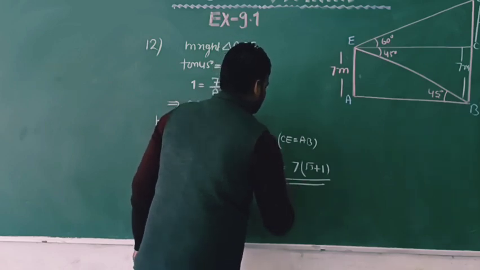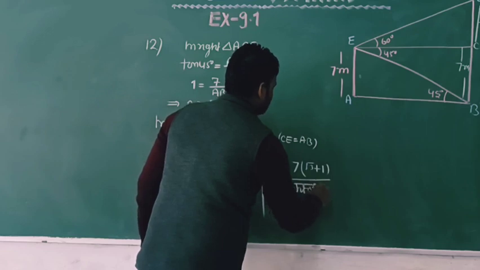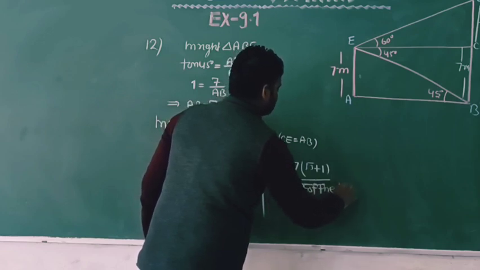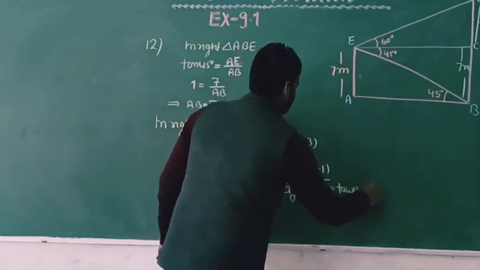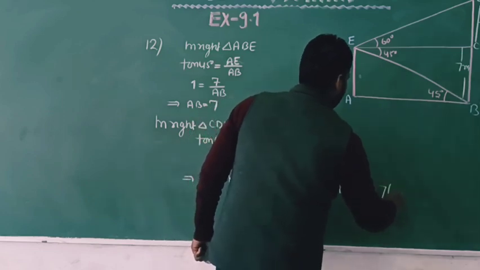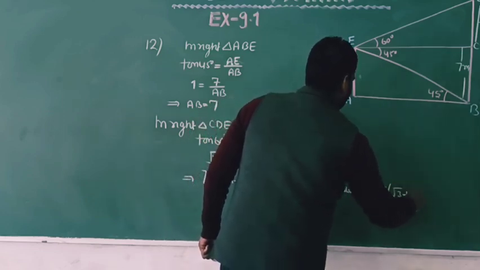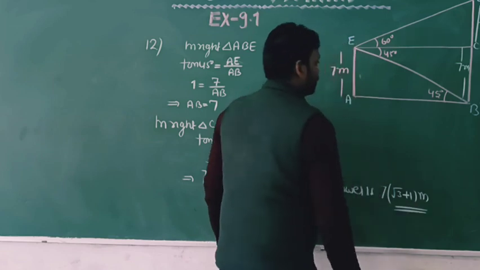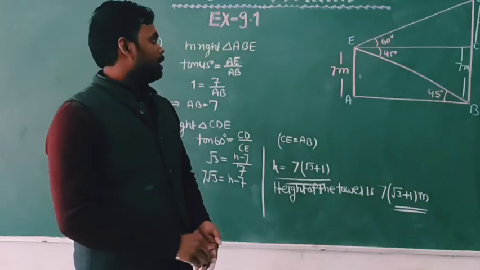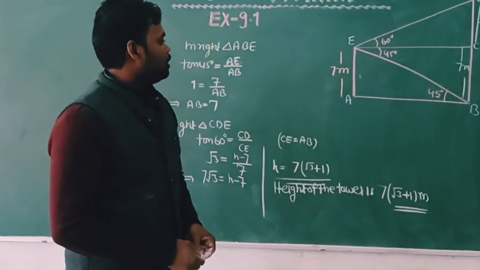The height of the tower is 7(√3 plus 1) meters. This is the required answer of question number 12.